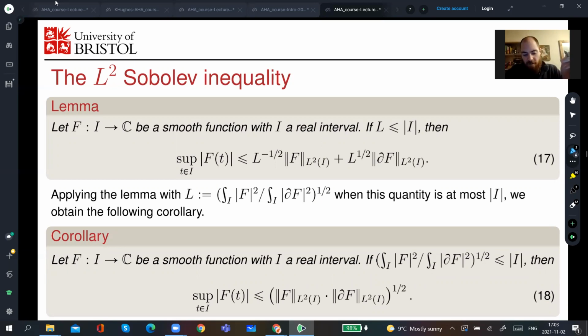So what's our Sobolev inequality? If I take some, say, C2 function, but if you want, just make it smooth. It's going to be smooth on an interval I, a real interval, some open subset of the real numbers. And if I take a parameter L that's at most the length of the interval, then when I look at the sup of my function inside that interval, I have the following bound for it. This bound depends on the length, that parameter L I chose, as well as the L2 norm of the function and the L2 norm of its derivative.